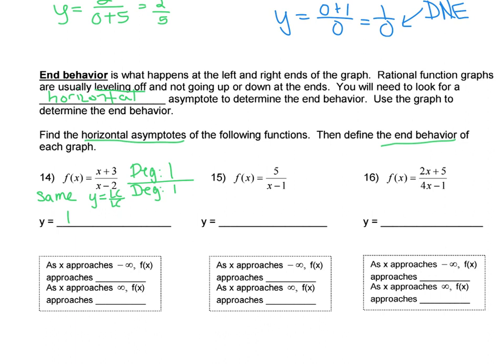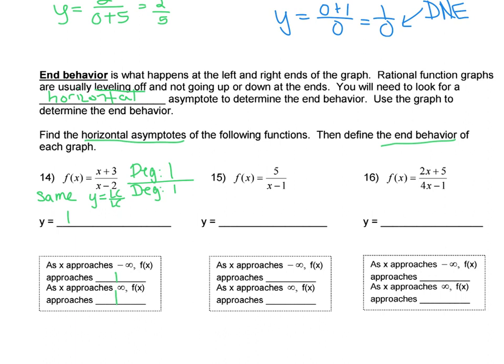So we do indeed have a horizontal asymptote, so this is how we address the end behavior. The left side of our graph will flatten out and get really close to 1, so we say it approaches 1. And the right side of our graph will get really flat and approach 1. So as x approaches negative infinity, the left, f of x approaches 1. And as x approaches positive infinity, the right, f of x approaches 1.